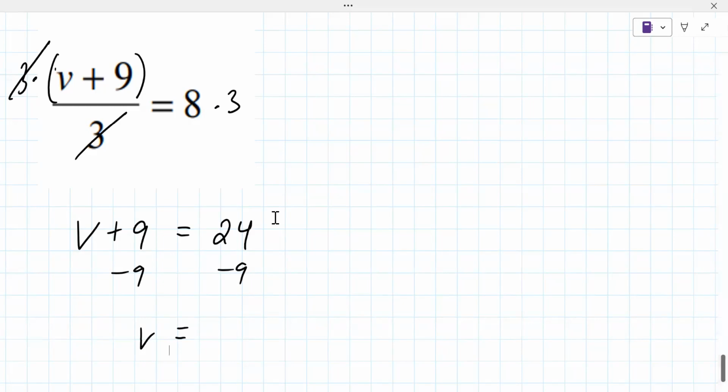Let me figure this out. V equals 15. All right, very good.